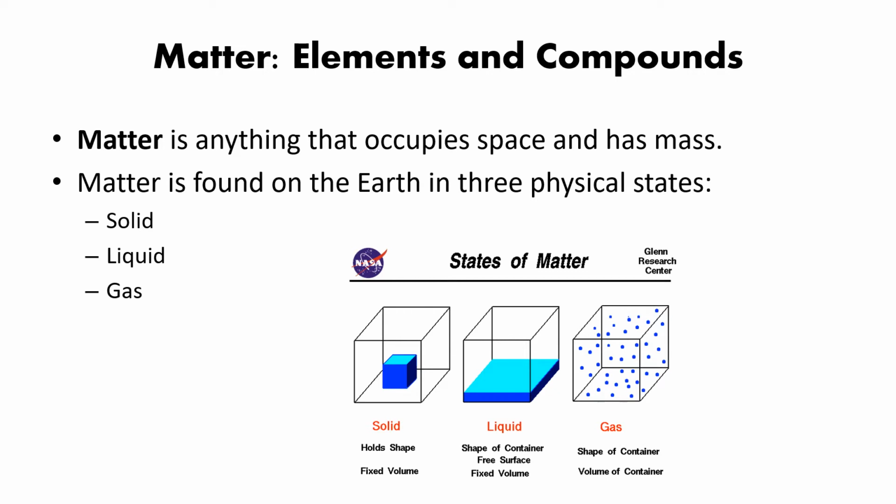So here we have those different states of matter, and each of these has some properties. For example, solids hold the shape that they're in, and they're a fixed volume. Liquids will just fill the container of whatever they're in. They have a free surface that's not necessarily touching anything, and they have a fixed volume. And a gas is going to take the shape of the container and fill up that volume.